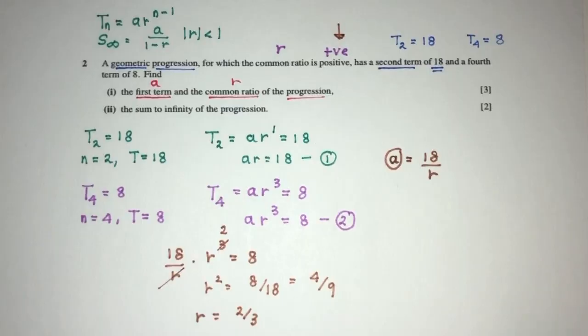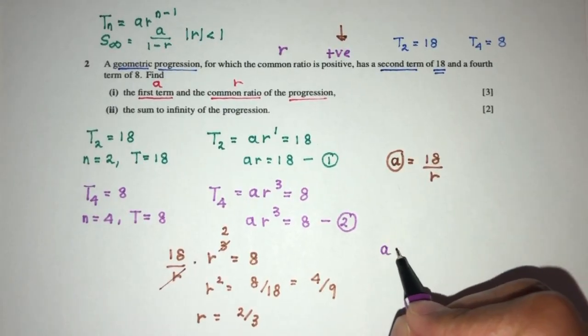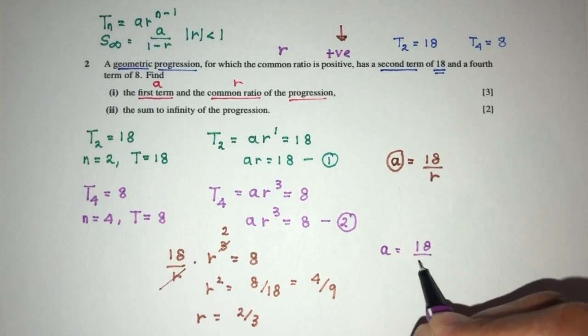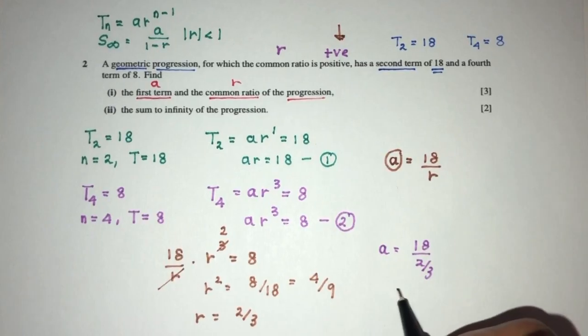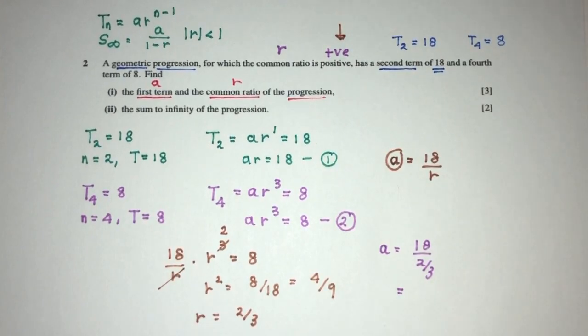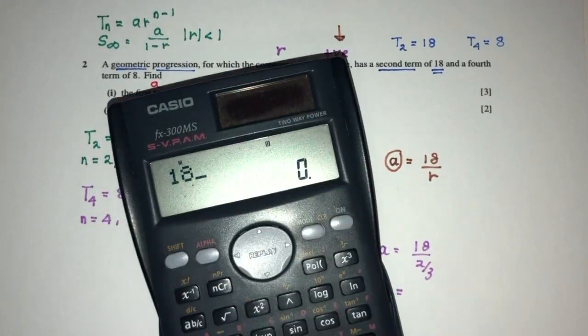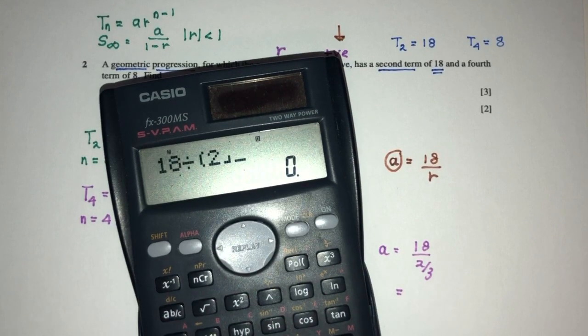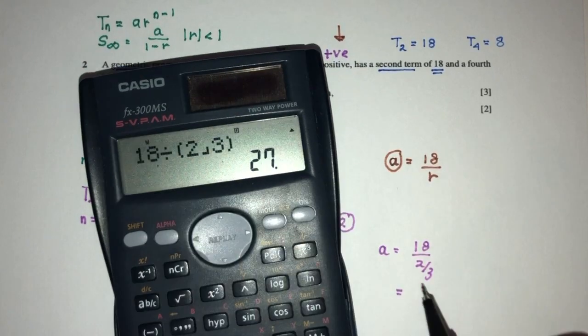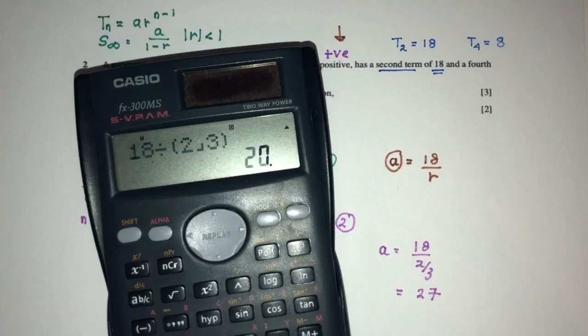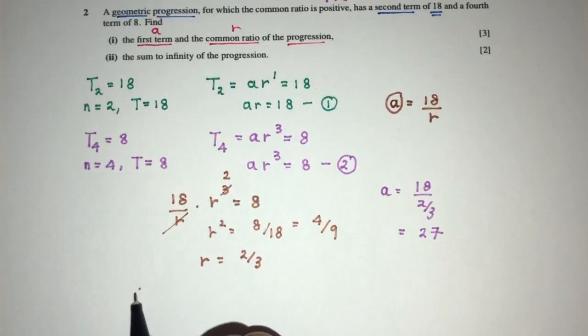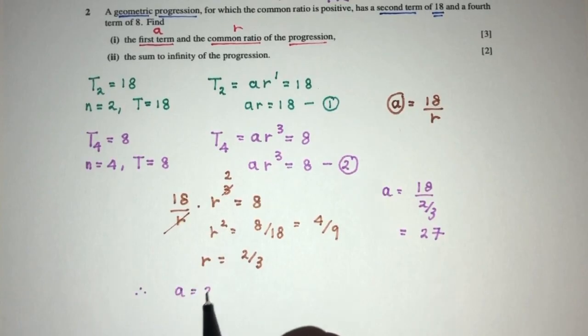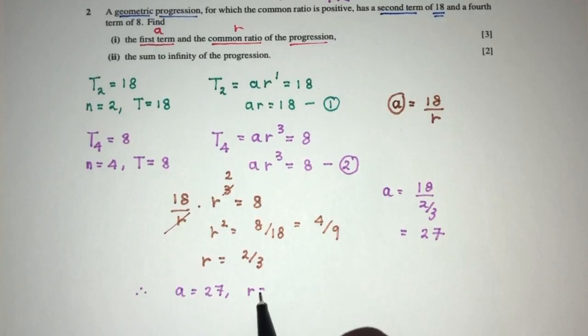Now we have to also find the value of A. A is equal to 18 divided by 2 over 3. So simplify. Obviously, I would always recommend using your calculator because even if you know how to do it, it's not worth taking a risk. That will be 27. So here we conclude part 1. A is equal to 27 and R is equal to 2 over 3 for part 1.